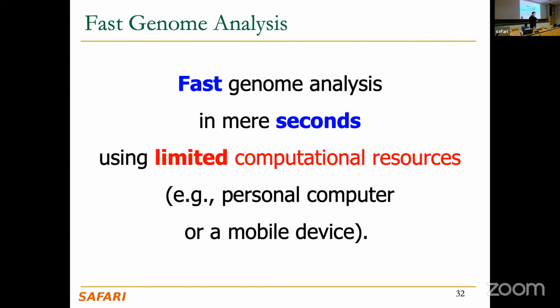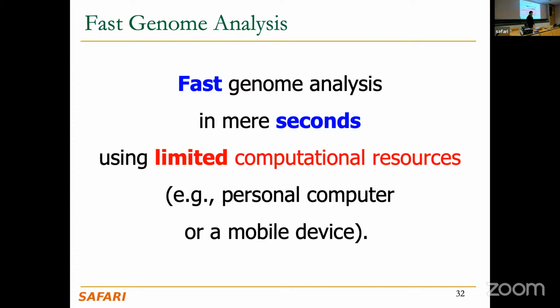So for example, an example for fast genome analysis: what it could mean is that maybe we want to perform the analysis in mere seconds, let's say, using limited computational resources, for example, using your personal computer or maybe even your mobile device, if it is even possible.